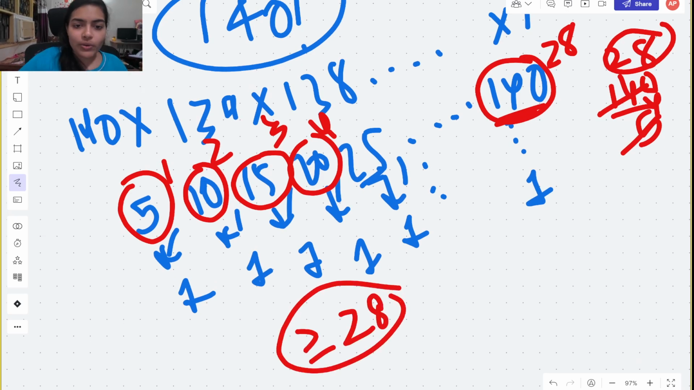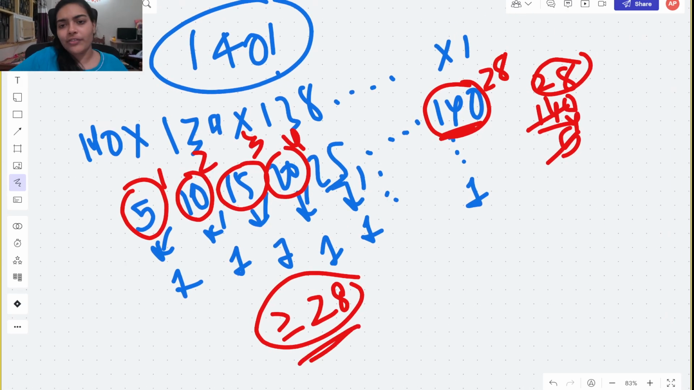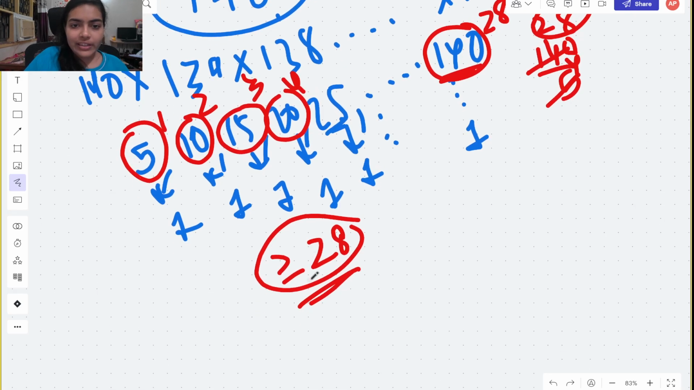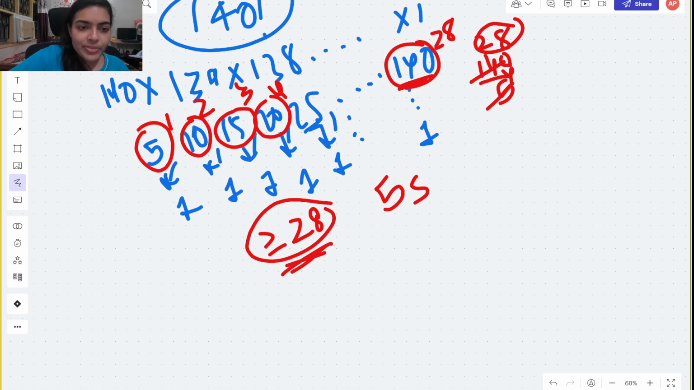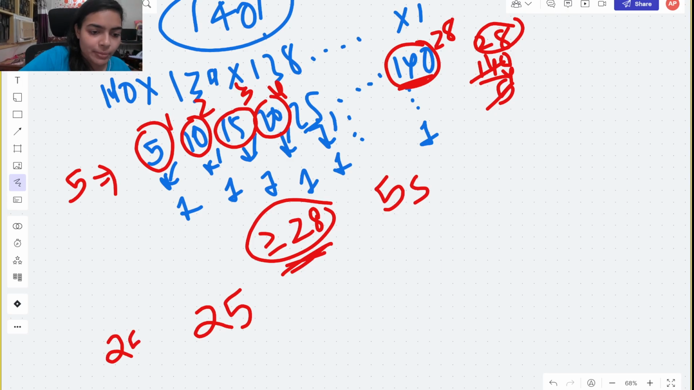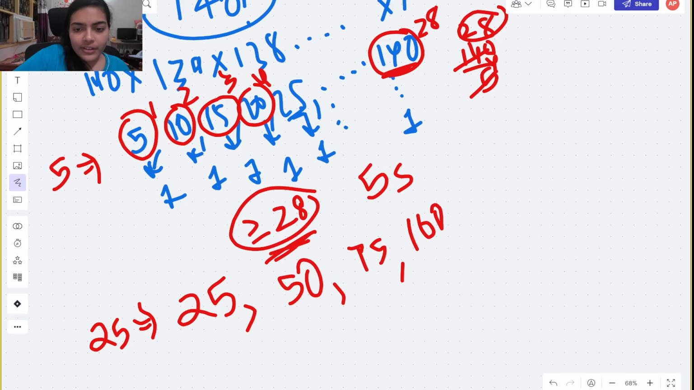Why am I saying at least 28? Because we have 28 5s that we know for sure. But from numbers like 25, you have two 5s, right? So now we will consider those cases, okay? At least we have 28 number of 5s, okay? Now let's consider multiples of 25. These were the multiples of 5. Now let's consider multiples of 25, from which we can extract other 5s. So the multiples of 25 are 25, 50, then you have 75, then you have 100, and so on, right? Up to which number will it be?